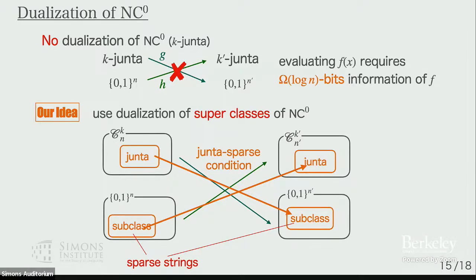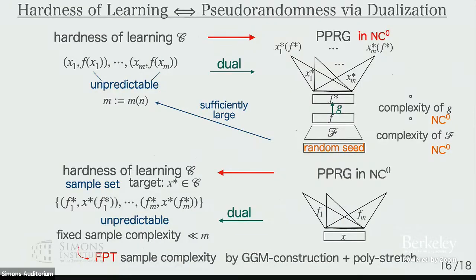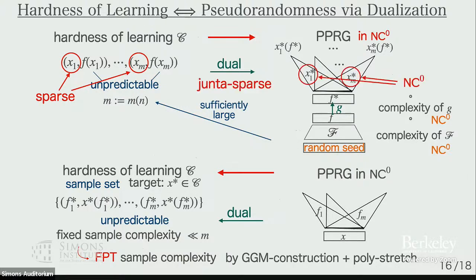And by using dual with Funta sparse condition, we characterize PPRGs in NC0 based on hardness of learning on sparse data, sparse distribution. So this is the previous slide. Let's consider hardness of learning on sparse data. Then this part is sparse. And by taking the dual with Funta sparse condition, this part becomes NC0 Funta.